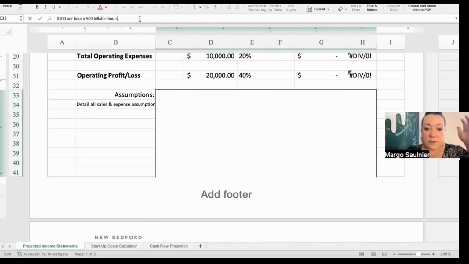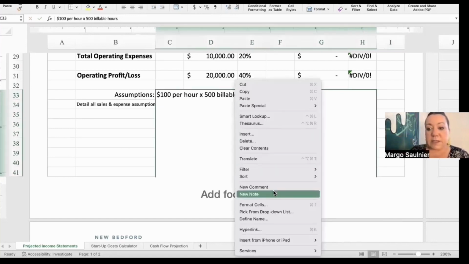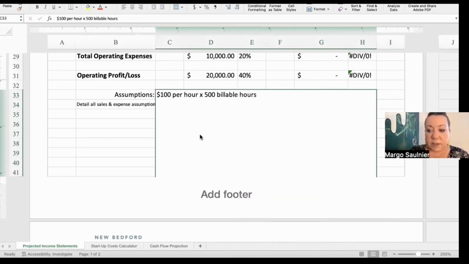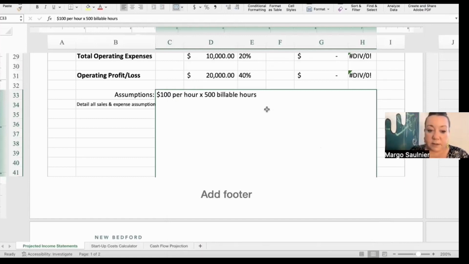So this is a very simple explanation. Most people are not going to be that straightforward because you might have multiple services, you might have multiple rates of services or products. So this assumption could be pretty detailed. I mean, you can fill up the entire space with it. And we encourage you to do that, because this is probably the most important part of this spreadsheet, as Ramon said.